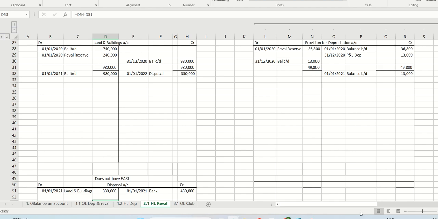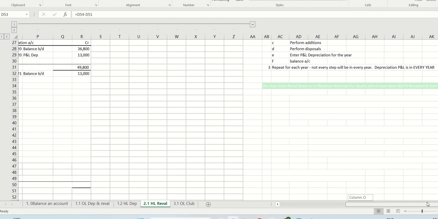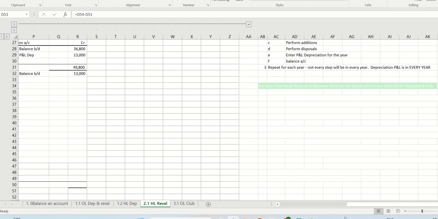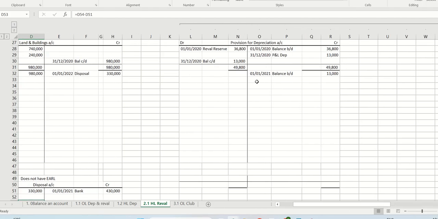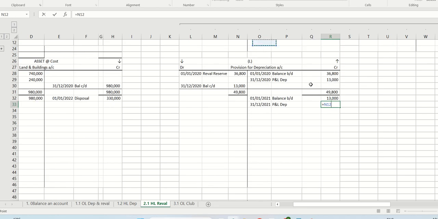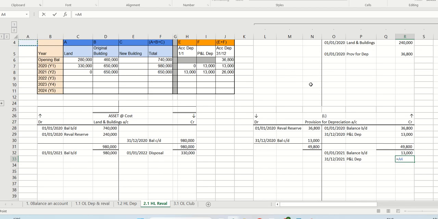So the final step then, going back to our list of steps, we need to enter the depreciation for the year. Don't forget it, guys. It's very common to forget it. So 31st of the 12th, 21, P&L debit. Credit side of your provision for depreciation account. We don't have to do the P&L debit account. They told us that in the question. Take the number from your table. So go to your depreciation column for the year, 13,000 in there, column F, P&L debit. That's it.